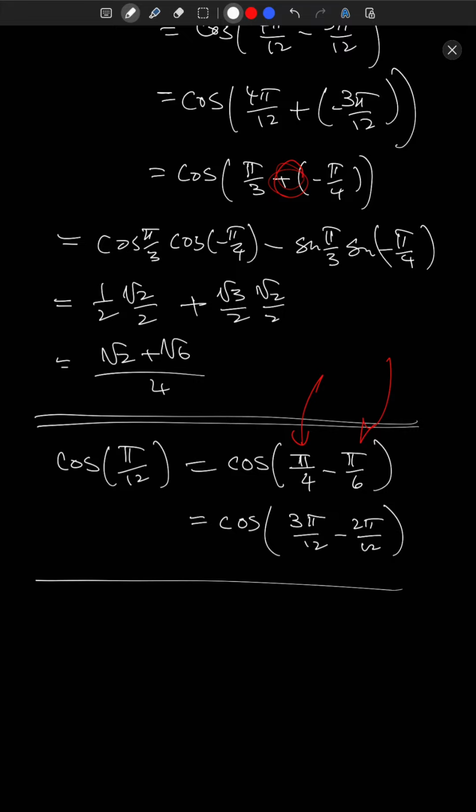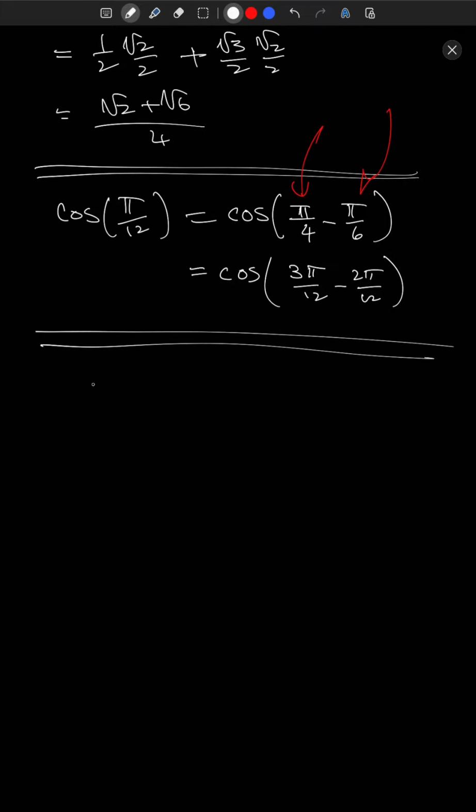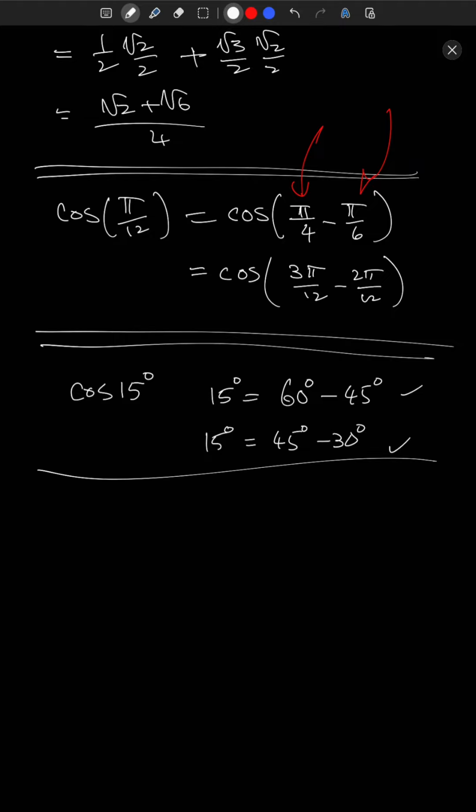Okay, so it's not that mysterious because what's happening is I'm essentially calculating cosine of 15 degrees. My first bit of work was writing it as 60 minus 45 degrees, and this second one up here is writing it as 45 degrees minus 30 degrees. So of course both of those are valid.